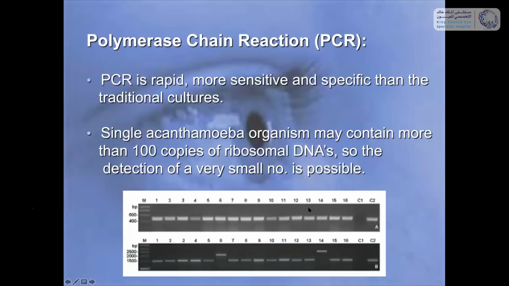What about PCR? PCR is, as you know, rapid, more sensitive and specific than traditional cultures. As you know, a single Acanthamoeba organism may contain more than 100 copies of ribosomal DNA. So the detection of a very small number is possible using the PCR.